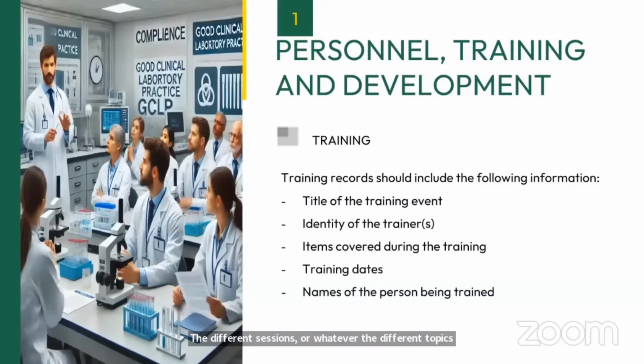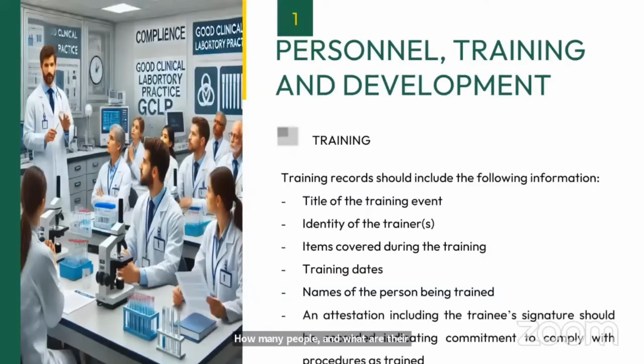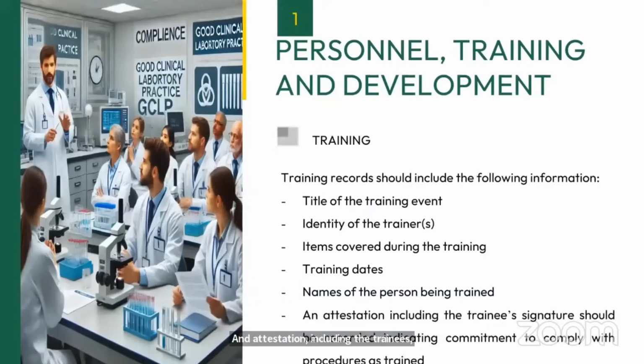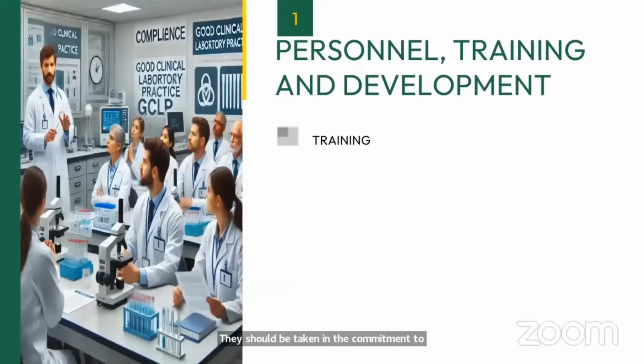What was the date of the training? Names of the persons being trained. So how many people, and what are their names, who have undergone this training? And attestation including the trainee's signature should be recorded, indicating the commitment to comply with the procedures and work as trained. So you should take their signatures. Whoever has been trained, you should take their signatures that they will follow the training program or training guidelines which have been given to them. So they will follow all the procedures. Their commitment to comply with those training protocols should be taken.